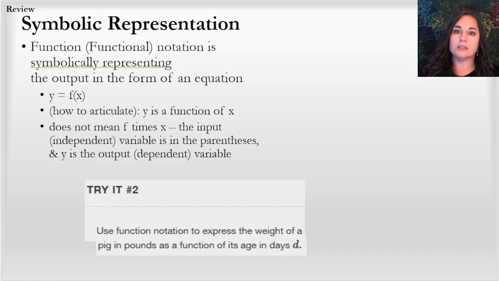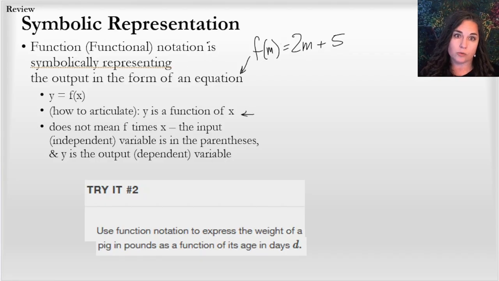The proper symbolic representation is called function notation, or functional notation. I call it function notation. It is symbolically representing an output in the form of an equation. And remember that equations have equal signs in them. 2m plus 5 is an expression, not an equation. If I want to make this into a function, I would have to say that the function of m equals 2m plus 5. So you can see that's how I articulated this.